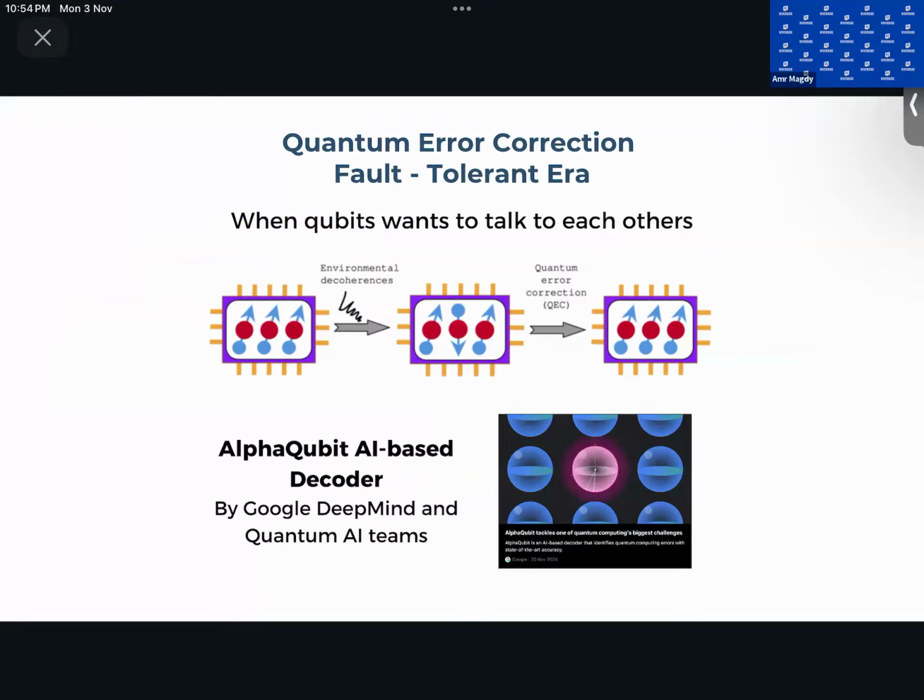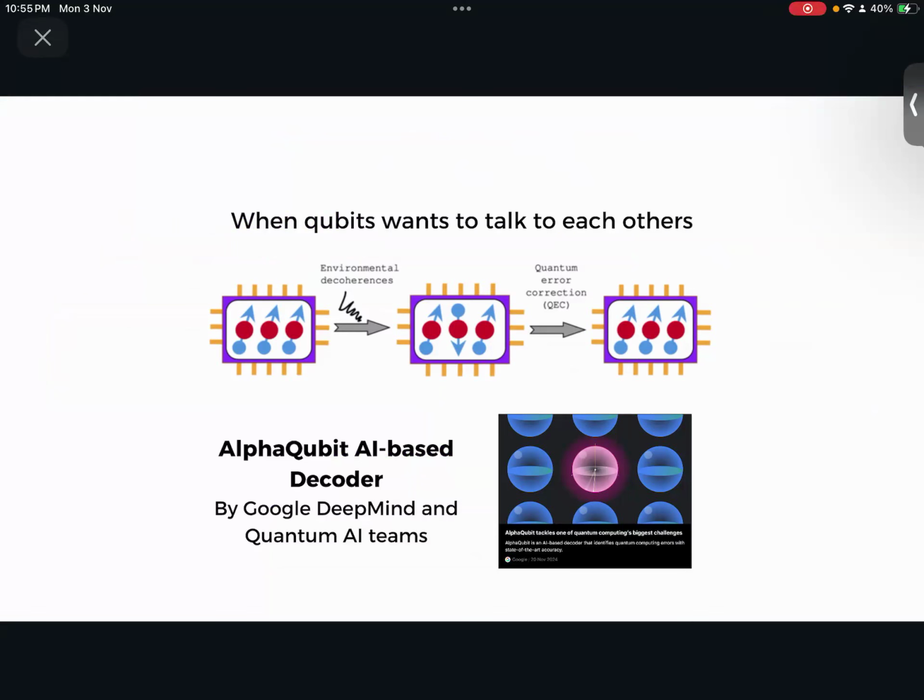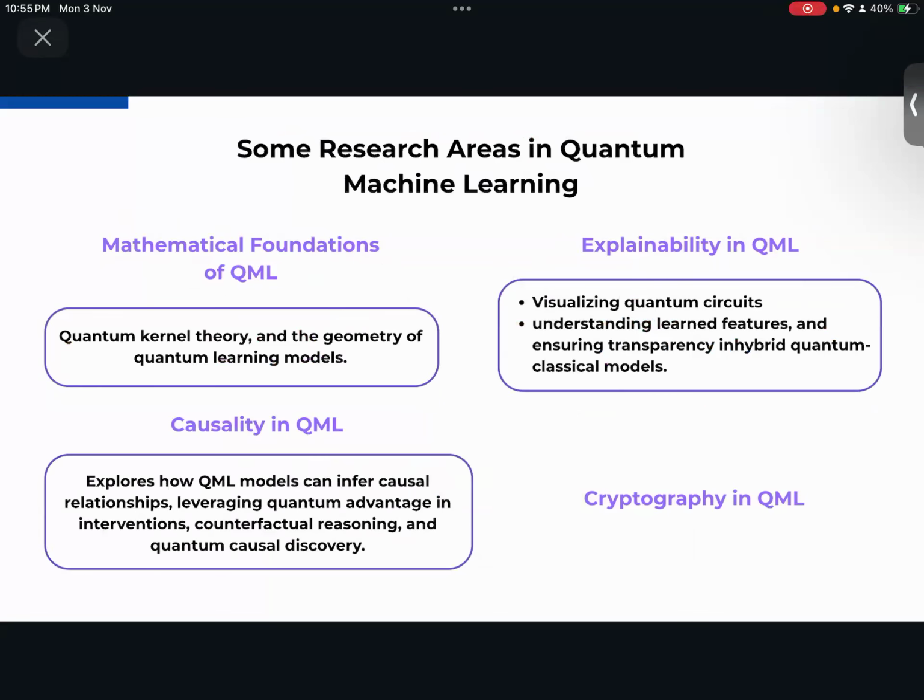As I mentioned before, one of the most common problems in quantum machine learning is quantum error correction, and there are several attempts and several works by different research groups and companies, including this impressive work of AlphaQubit, an AI-based decoder by Google DeepMind. So, some of the research areas in quantum machine learning.